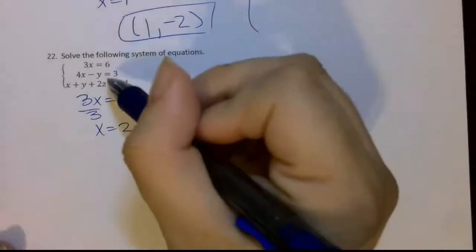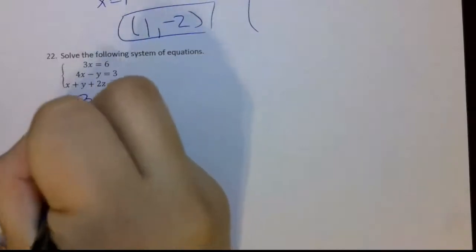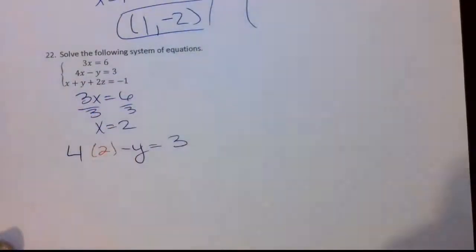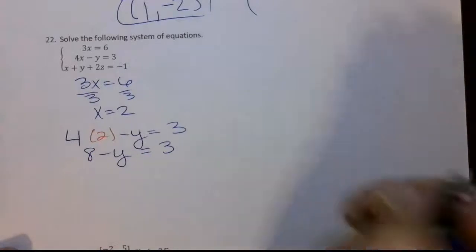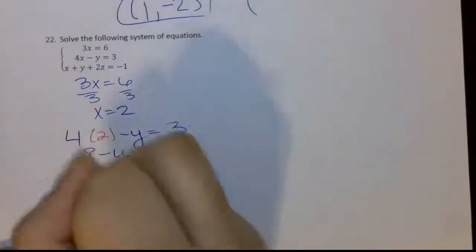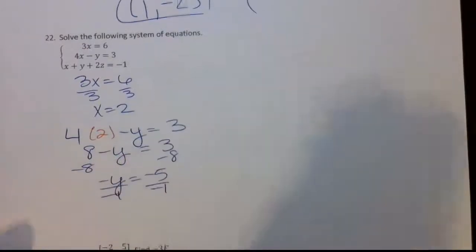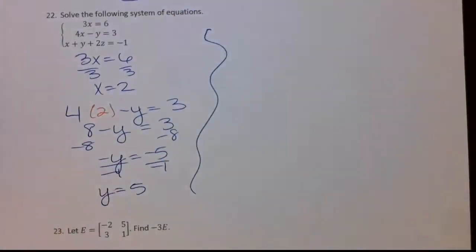I'm going to take that and plug into my second equation, which has 2 variables, one of which is x. So I have 4 times 2 minus y equals 3. 4 times 2 gives me 8 minus y equals 3. I'm going to subtract 8 on both sides. I have -y equals -5. Divide both sides by -1. Y equals 5.